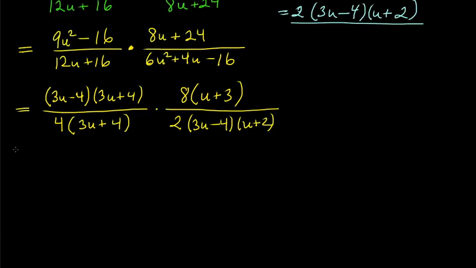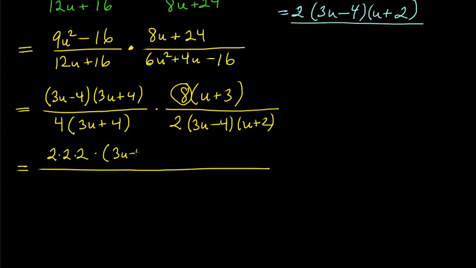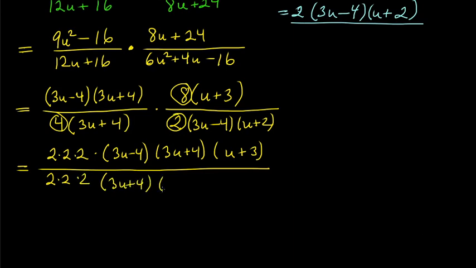Right, now we can combine everything into one big fraction. I'll put the 8 in front. Remember, 8 is just 2 times 2 times 2. And then the 3u minus 4, 3u plus 4, and u plus 3. For the denominator, we have a 4, which is 2 times 2, and then another 2, so I'll bring that in front. And then we have 3u plus 4, right? 3u minus 4, and u plus 2. Okay, so I think we're factored completely.